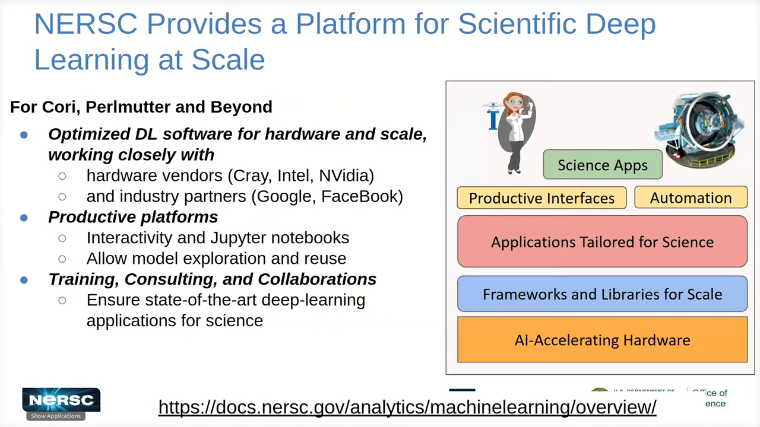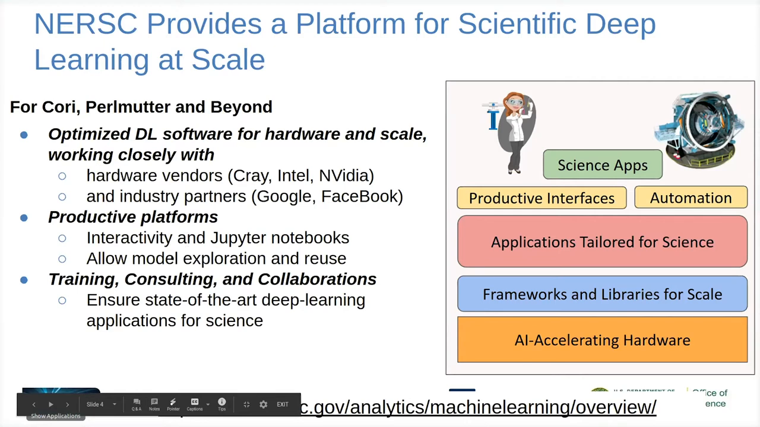The approach that we have for supporting deep learning at NERSC is that we do that at multiple levels. First of all, we focus on making sure that we have a software stack that is optimized for performance on our machines. So we work closely with the hardware vendors and also the software vendors, in this case, PyTorch and TensorFlow with Google and Facebook, to make sure that the software gives the best performance that we can get out of our machines. And so that's for the software stack.